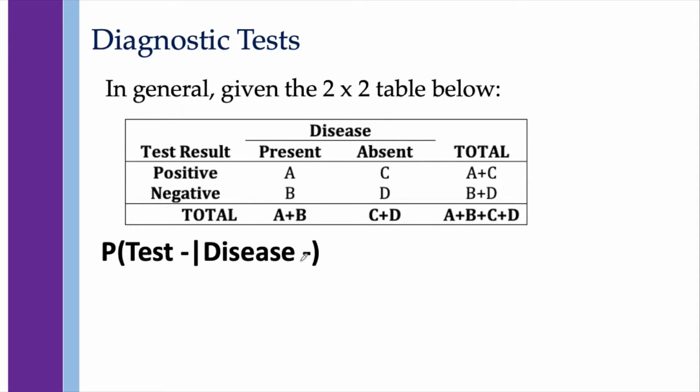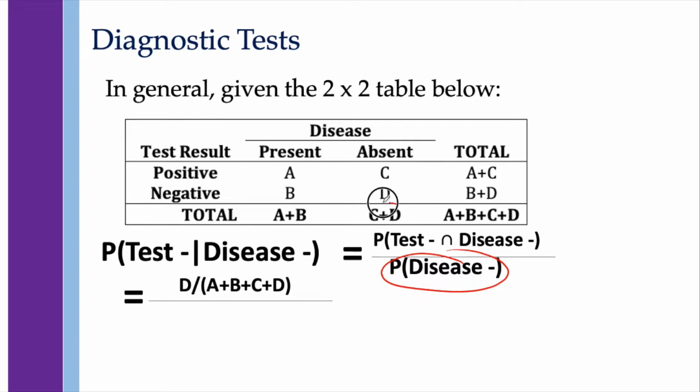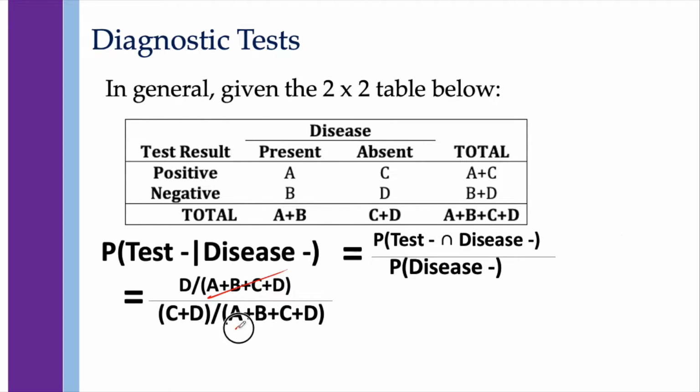On the other hand, it's the probability of a test which is negative given that the disease is absent. So by conditional probability, it will be like this. The numerator here will be this one, so that's D over the total. And the denominator here will be C plus D over the total. So we may cancel this out, and we'll have D over C plus D.